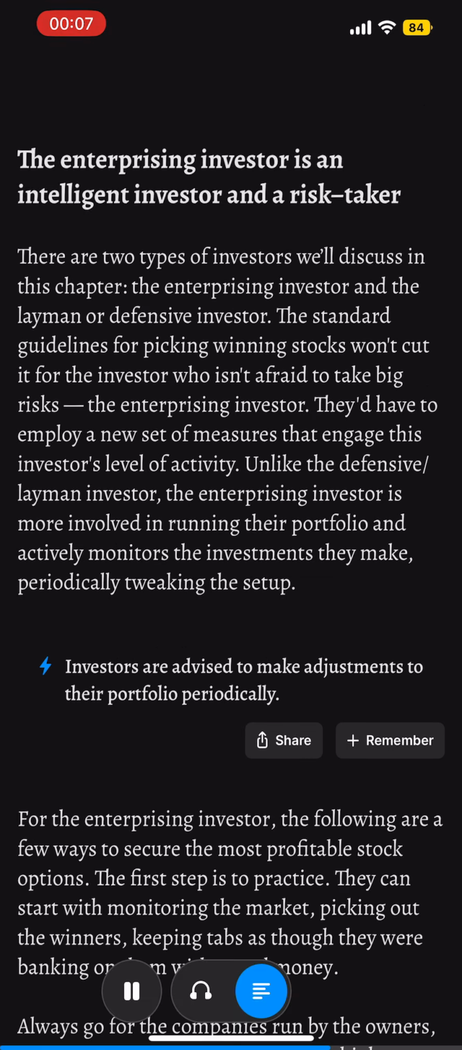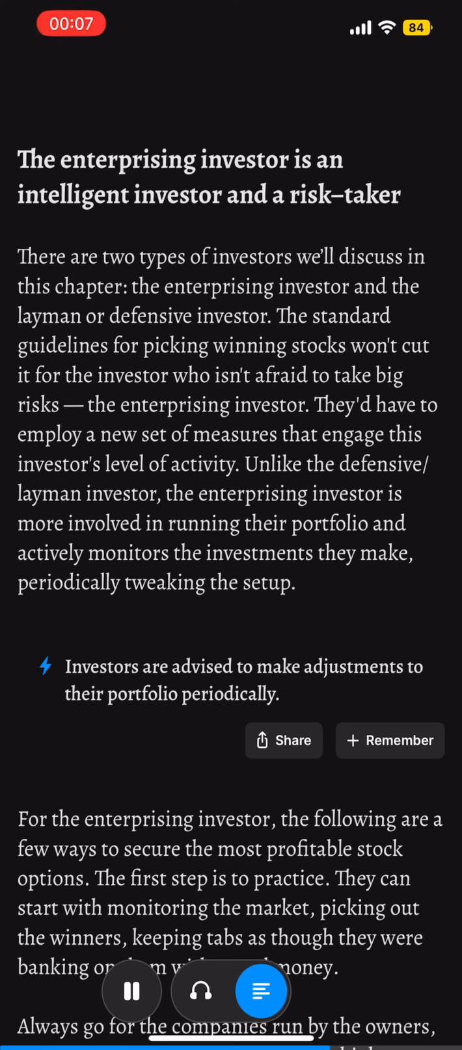Chapter 5. The enterprising investor is an intelligent investor and a risk taker. There are two types of investors we'll discuss in this chapter: the enterprising investor and the layman or defensive investor. The standard guidelines for picking winning stocks won't cut it for the investor who isn't afraid to take big risks, the enterprising investor. They'd have to employ a new set of measures that engage this investor's level of activity.